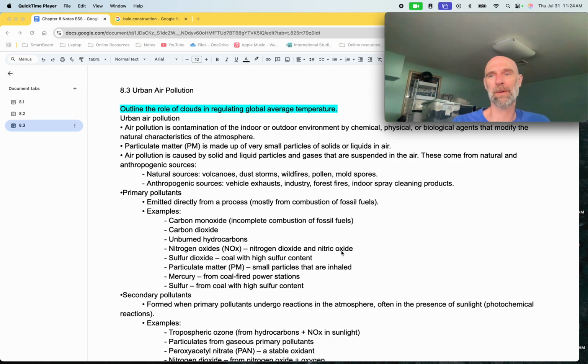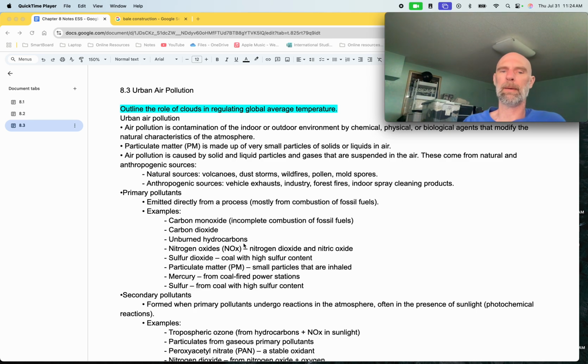So mercury, remember, is a toxic metal. Having that out in the atmosphere, ooh, not a good spot for it. So we like mercury where we found it. Not really looking to use much of it. Sulfur from coal with high sulfur content. Yep. So up there with sulfur dioxide as well. So those are all primary pollutants.